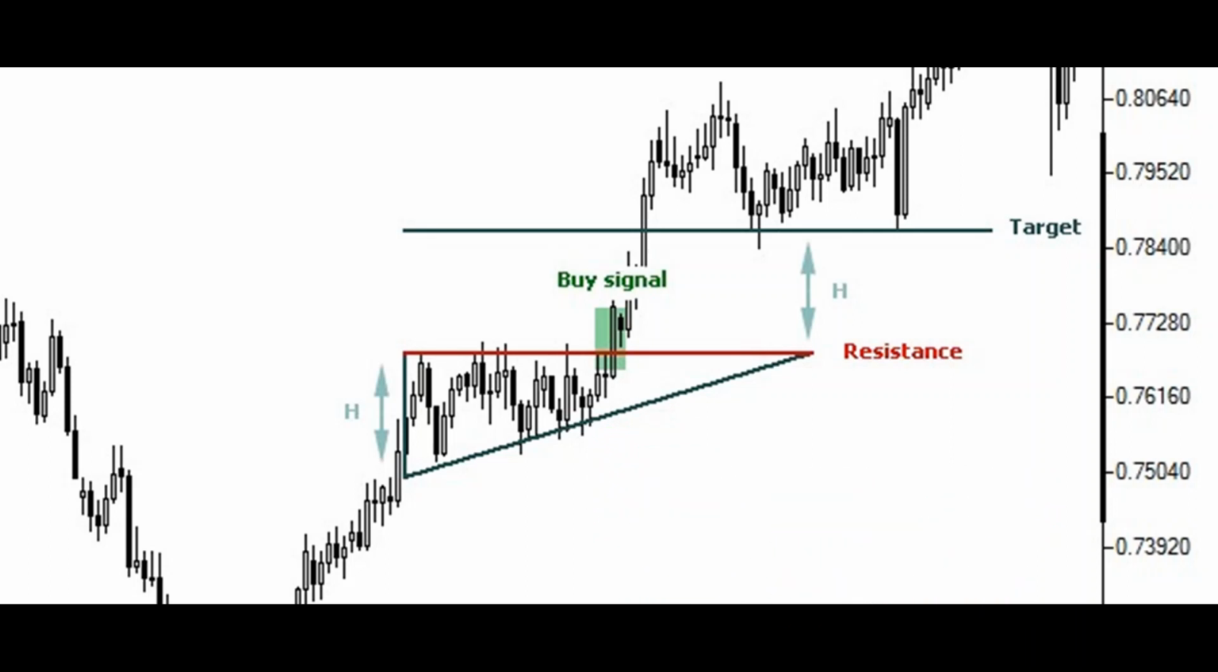To determine the potential price target, traders should measure the height of the triangle from the highest point to the horizontal resistance level, and add this value to the breakout point. This provides an estimated price target for the asset, which traders can use to set their profit targets.